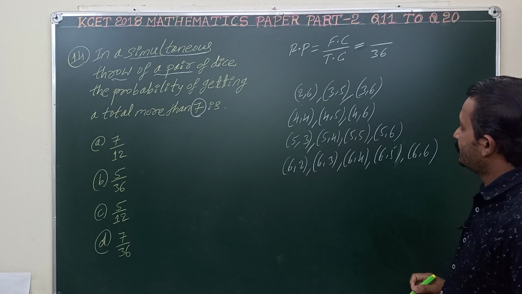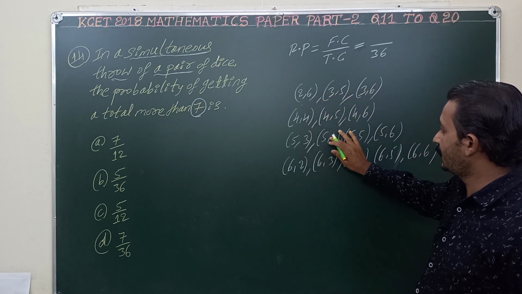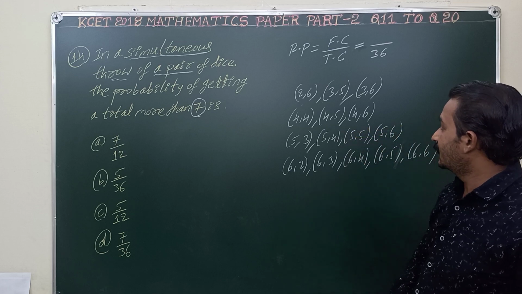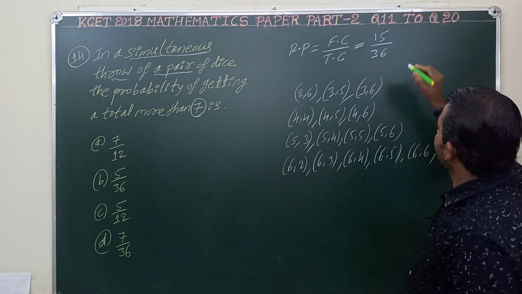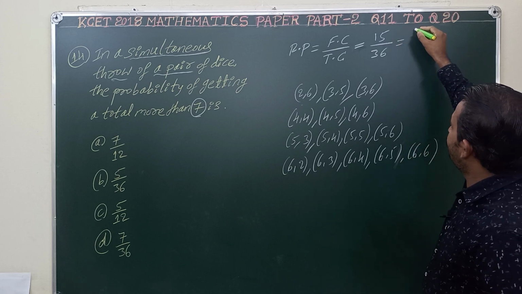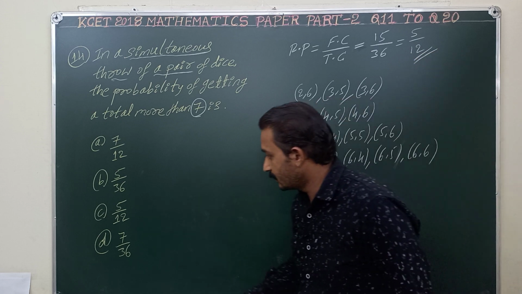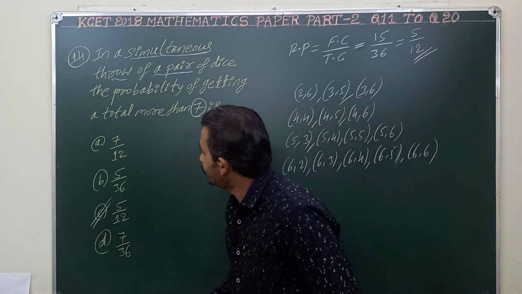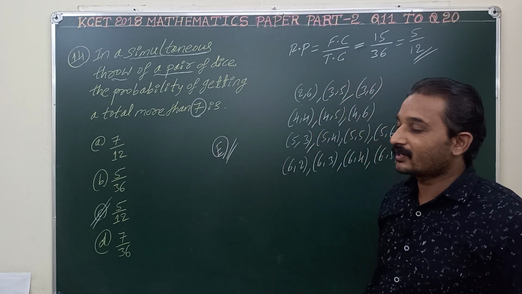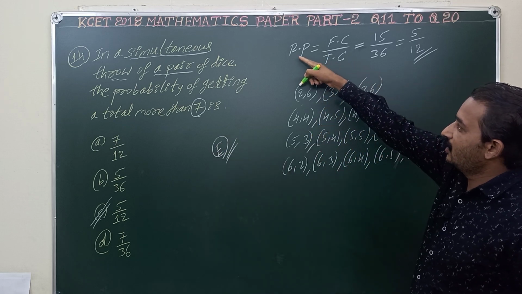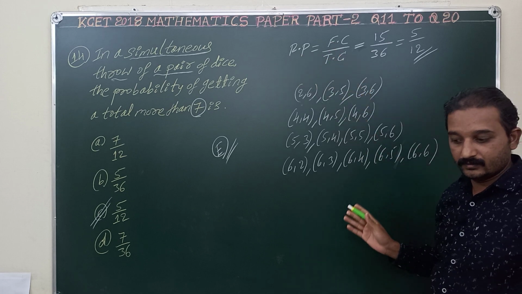So how many favorable cases are there? In total 15 in this case: 1 2 3 4 5 6 7 8 9 10 up to 15. So 15 divided by 36, which is 5 by 12, is the correct answer, option C. So this is an easy question. Most of the students solve this question easily because you only need to use the formula: required probability is favorable cases by total cases. Take down.